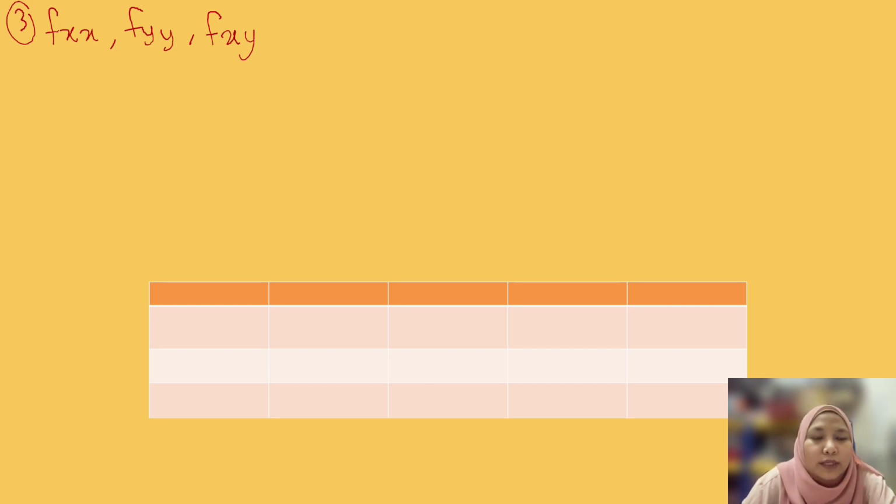Okay, so before we can find the nature of the critical points, for the third step, we need to find our fxx, fyy, and also fxy. That means that from the first derivative that we get, with respect to x, with respect to y, we need to again differentiate the same function. So for fxx, we will differentiate again our function that we already differentiated with respect to x. This one, differentiate with respect to x again, we get 2y minus 4.